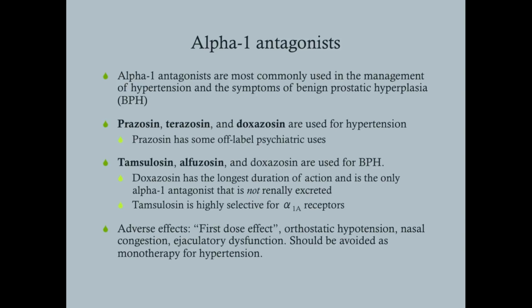Prazosin, terazosin, and doxazosin are used for hypertension. Prazosin has some off-label psychiatric uses. It may be given for anxiety. Very commonly, it is given off-label for the treatment of PTSD and PTSD-related nightmares. But this is namely a hypertension drug.